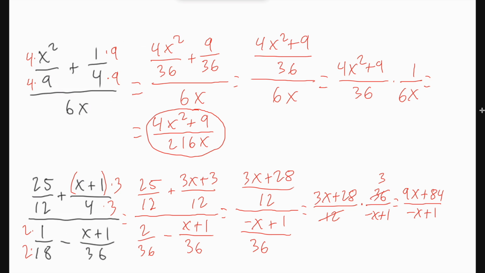And there's a couple other ways you could rewrite this. You could factor the negative 1 out and bring it up to the top and give negative 9x minus 84 over x minus 1. That would also work. I would accept either of these answers, but one of those is your answer.